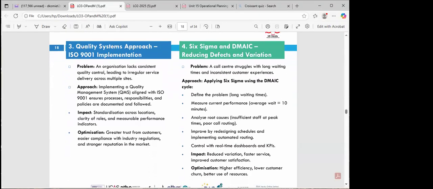The quality systems approach, ISO 9001 implementation. The problem: the organization lacks consistent control, leading to irregular service. Approach: implementing a quality management system aligned with ISO 9001 ensures processes, responsibilities, and policies are documented and followed.